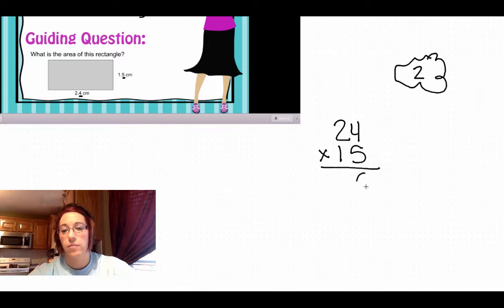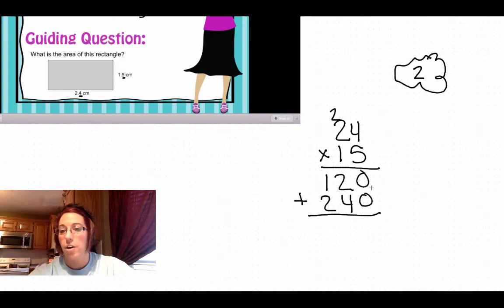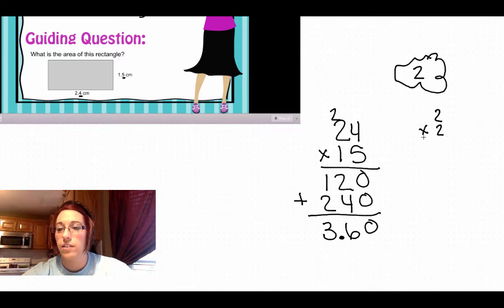without decimals and multiply. 5 times 4 is 20, 5 times 2 is 10, plus 2 is 12. 1 times 4 is 4, 1 times 2 is 2. Add our products, 0, 6, 3. 2 spaces, 1, 2. Check it to see if it's logical. 1 5/10 is about 2. 2 4/10 is about 2. 2 times 2 is 4. 3 6/10 is close.